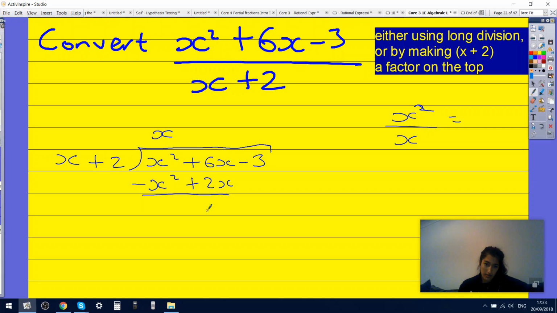Next you'd bring down your minus 3 and do it all over again. Yeah, so 4. Then 4x plus 8. So you minus, then minus 3 minus 8 is minus 11. And so what will be your answer?